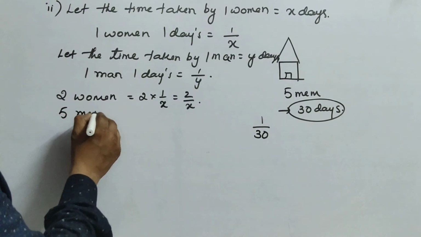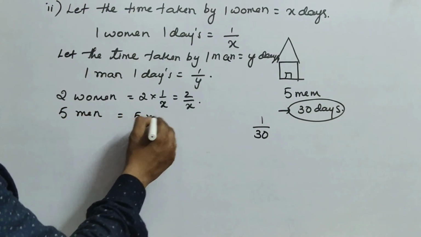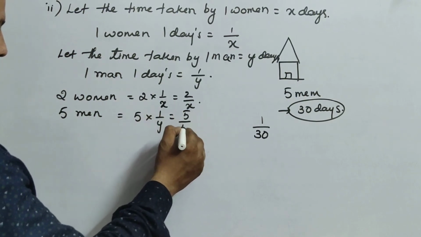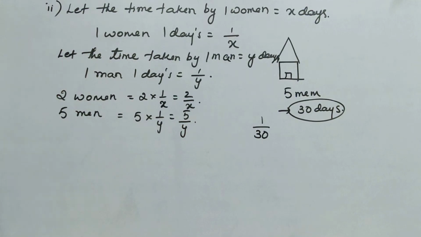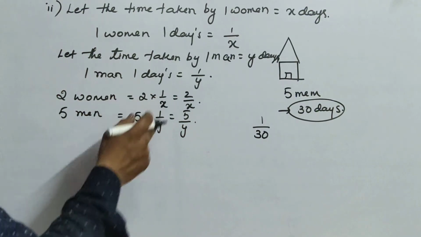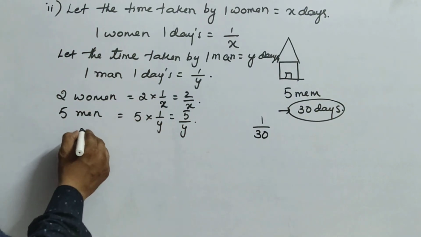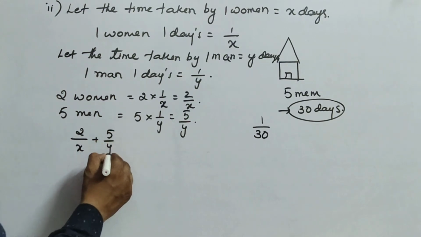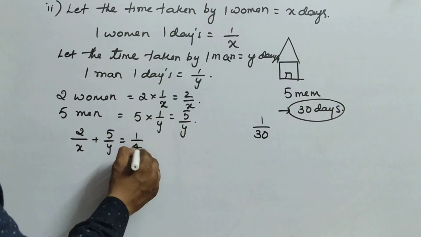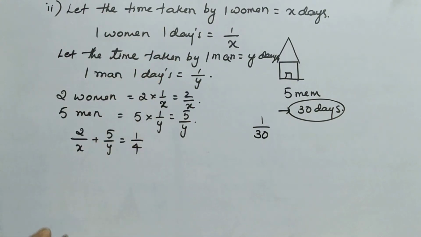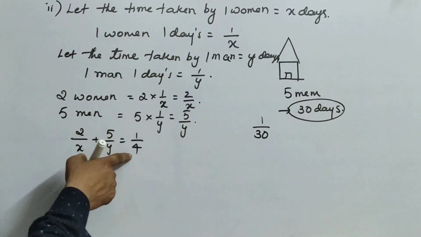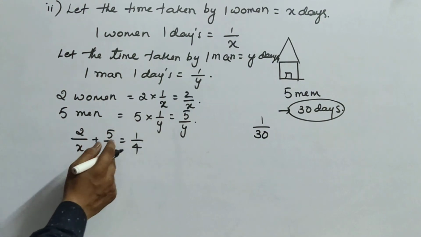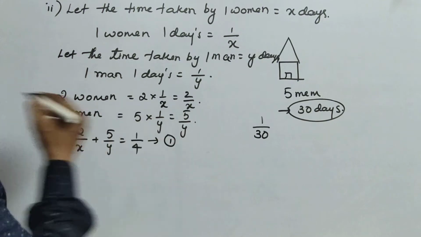5 men equals 5 into 1 by y, that is 5 by y. Both together can complete the work. So 2 by x plus 5 by y equals, in 4 days they given, no? So that one also we have to convert for 1 day. That means 1 by 4 together. So 1 by 4. So now take this as equation 1.